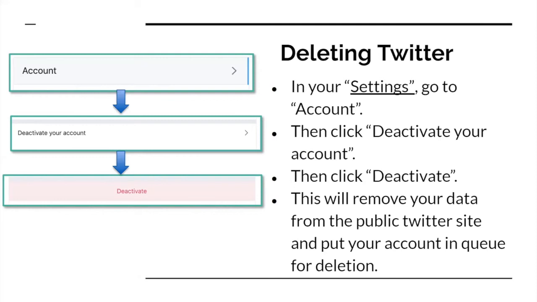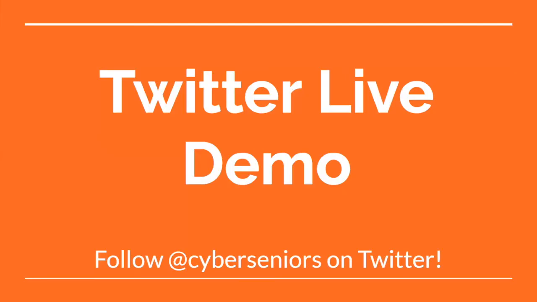To delete Twitter, in your settings, go to account, then click deactivate your account, then click deactivate. This will remove your data from the public Twitter site and put your account in the queue for deletion. And that's all about the Twitter.